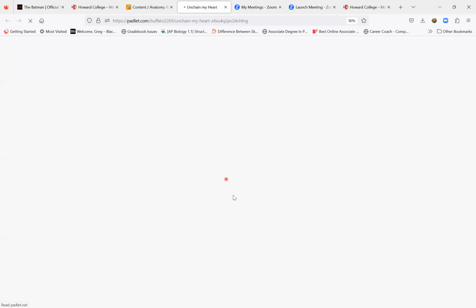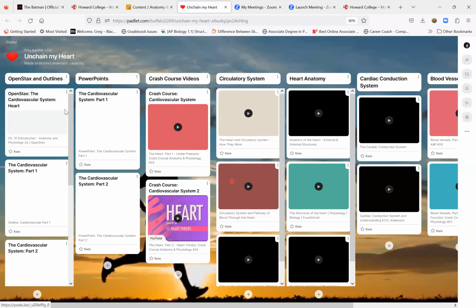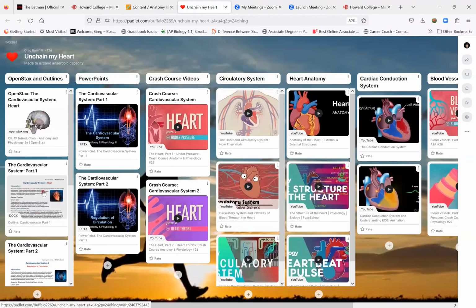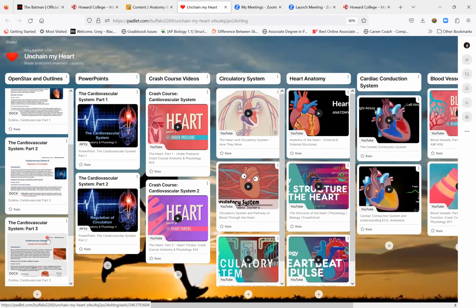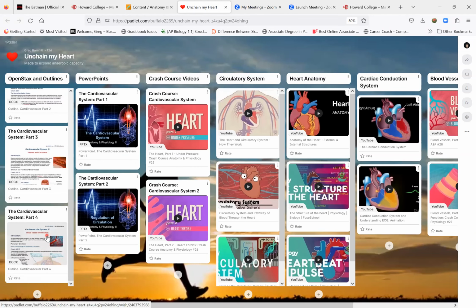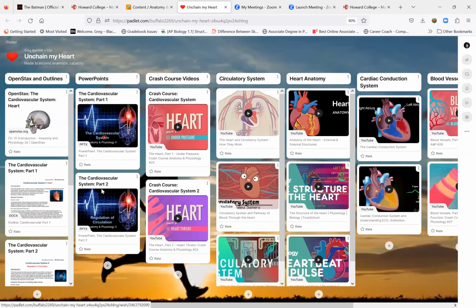Here's the study hall for lecture. Here's the link to OpenStax. There's actually 1, 2, 3 outlines. Now they all have ginormous diagrams, good pictures. I'm sorry, there's 4 outlines, and there's 2 PowerPoints.